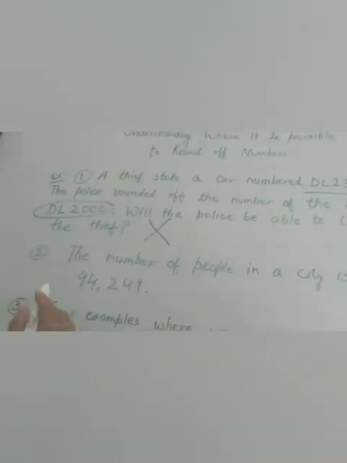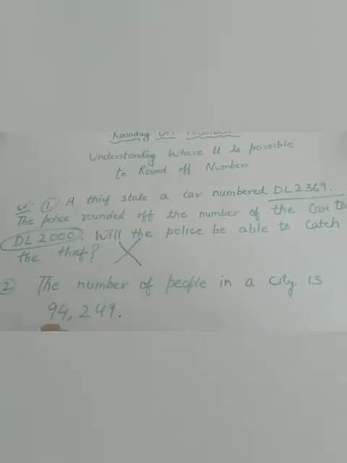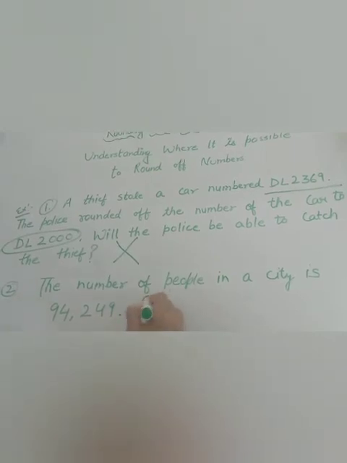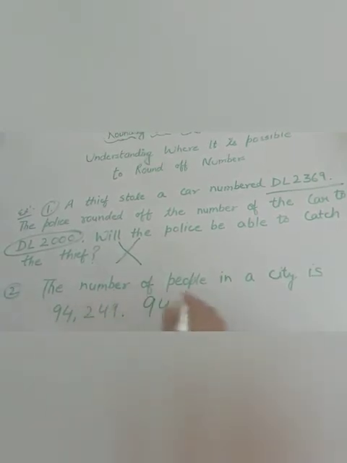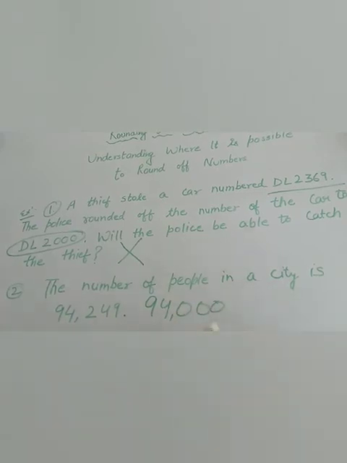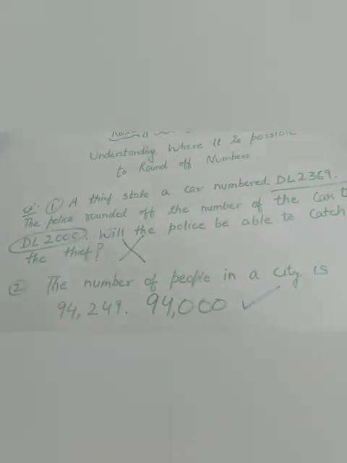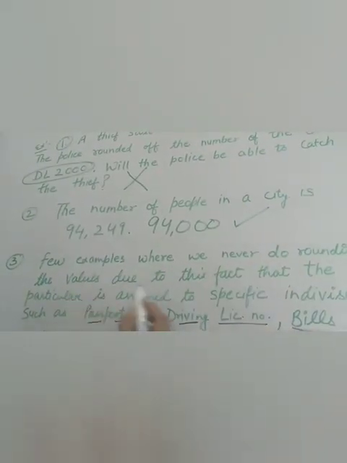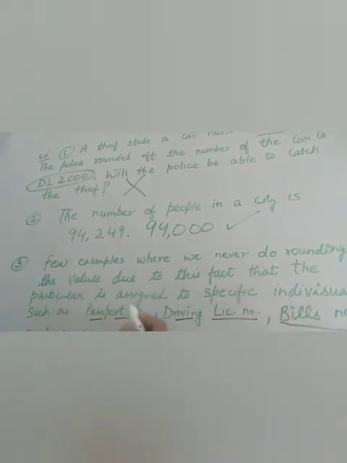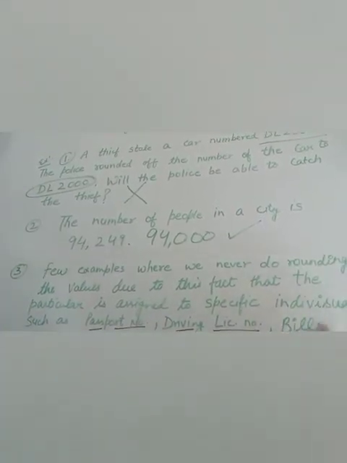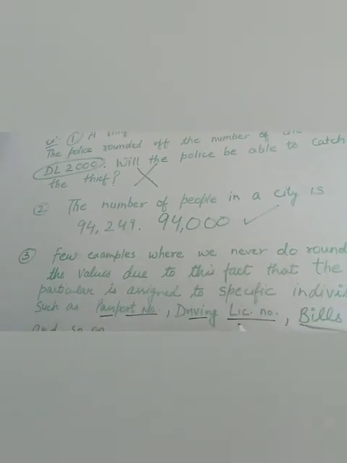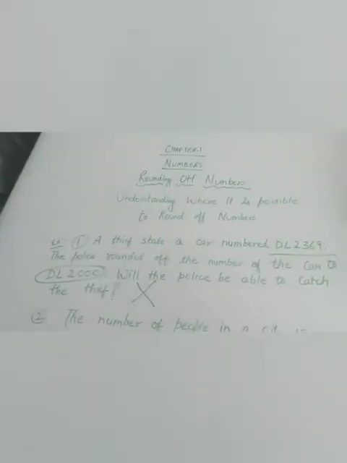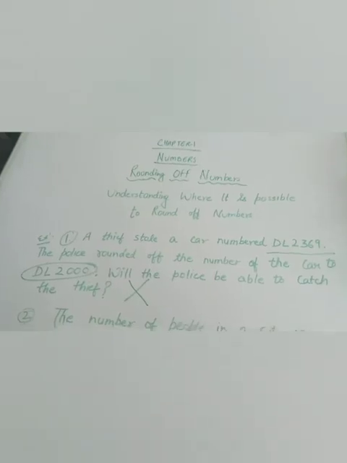See the next example. The number of people in a city is 94,249. So can we round off this number? Can we say the number of people in a city is around 94,000? Yes, we can say this, right? See, a few examples where we never round off the values are those where the particular number is assigned to a specific individual, such as passport number, driving license number, bill number and so on. So please be aware where you have to round off the number and where not.